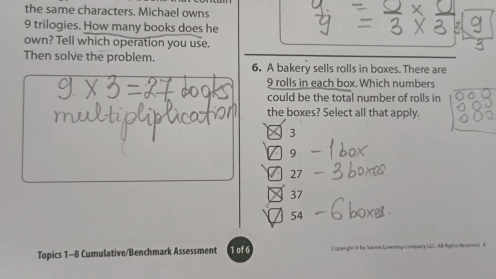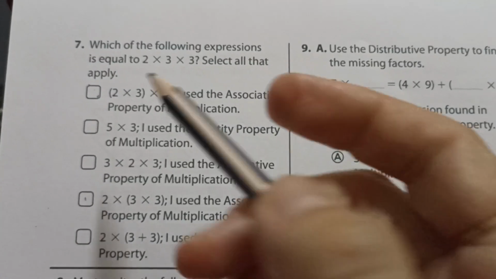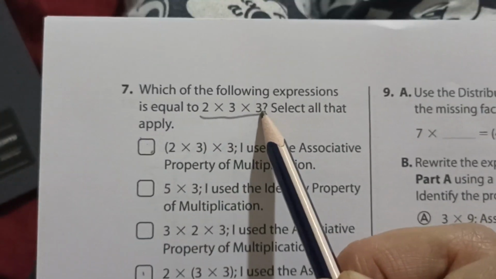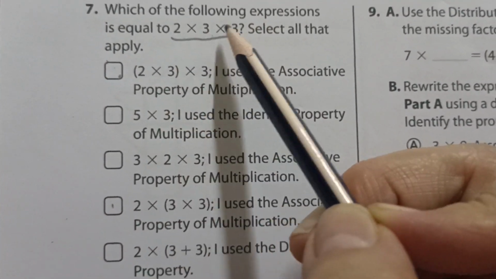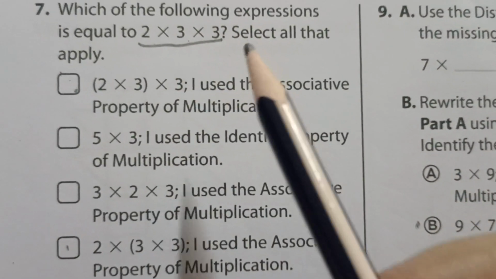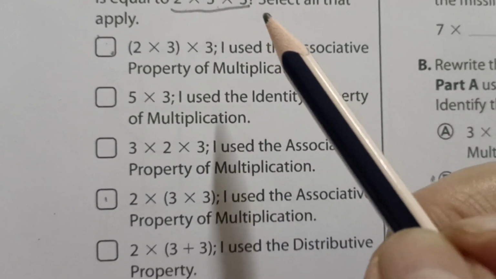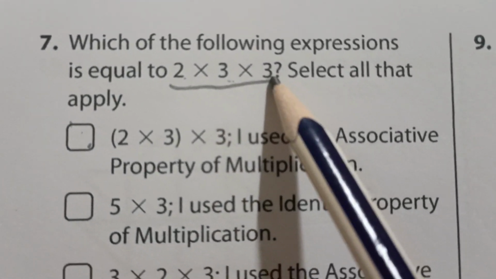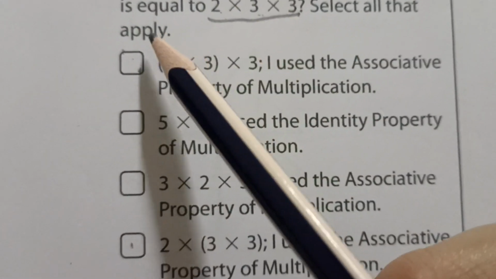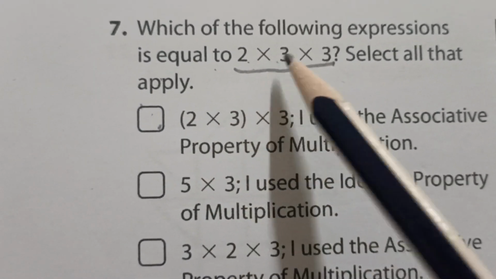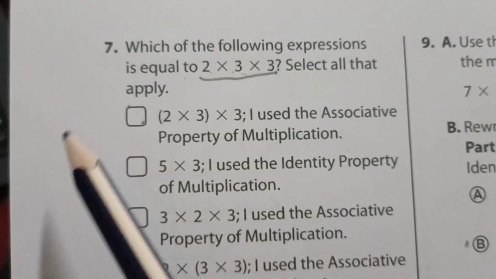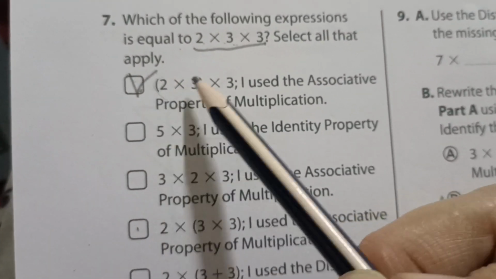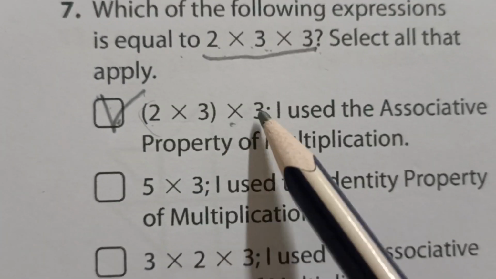That's it. This is page number 1. Question number 7. Which of the following expressions is equal to 2 times 3 times 3? Remember, we were learning that when we have 3 factors, we can use the associative property, or grouping. We can group 1 and 2 together or 2 and 3 together. So let us have a look. What can we choose from here? For example, number 1 we can choose because here we grouped 1 and 2 together, multiplied by the third one.